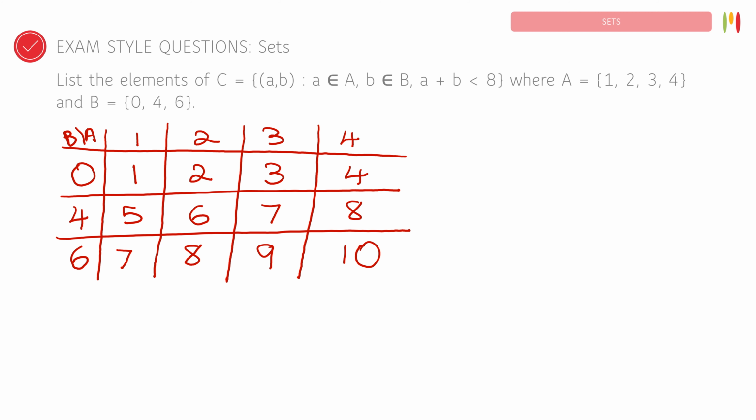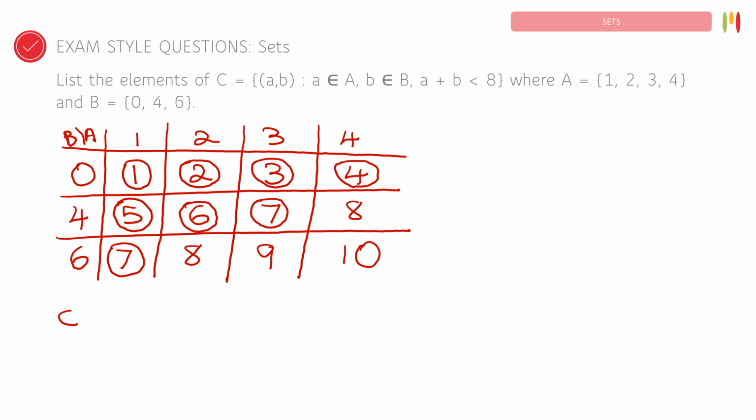So we can see all the numbers that are less than 8 and the associated values of a and b that will give that number. So let's circle all the numbers that are less than 8. Now we can write the combinations of coordinates that will satisfy the inequality for set C.